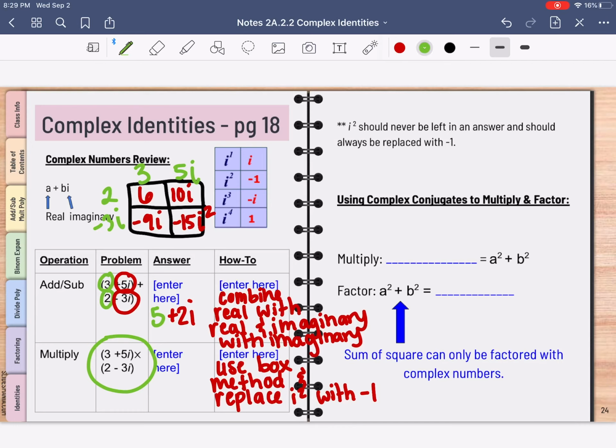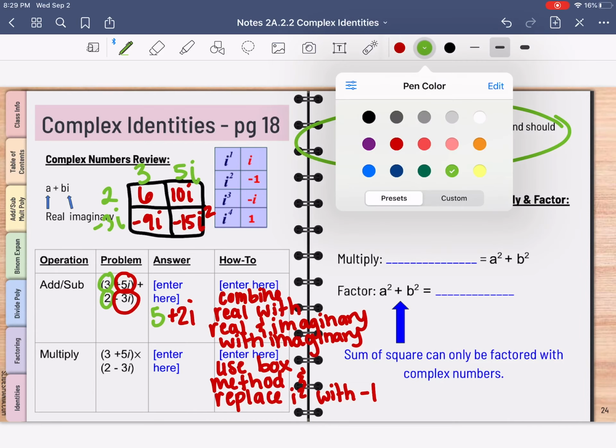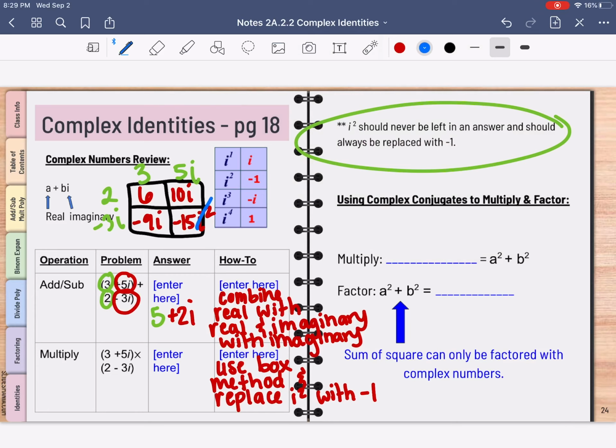So what we're going to have here is we're going to have real and we're going to have imaginary, okay? So there's no I squareds. I squared should never be left in your answer. It should always be replaced with a -1. So I'm going to replace my I squared with -1. So this is -15 times -1. So this whole thing's going to end up just being +15. So basically whatever was in front of your I squared is going to be the opposite sign.